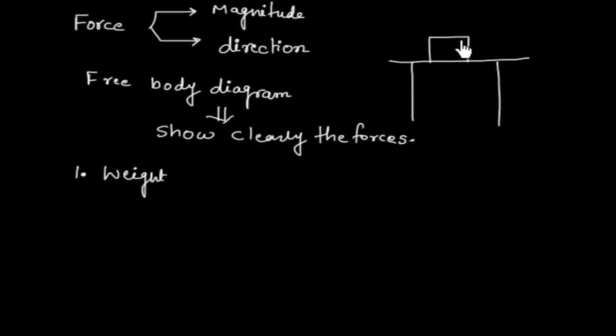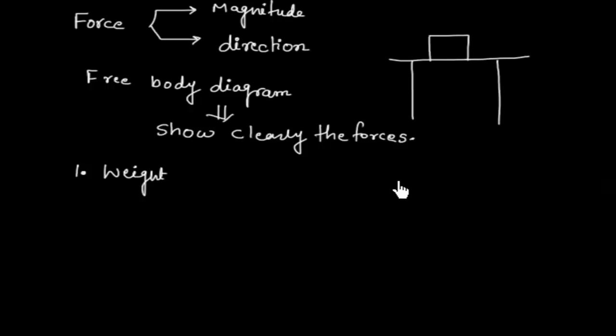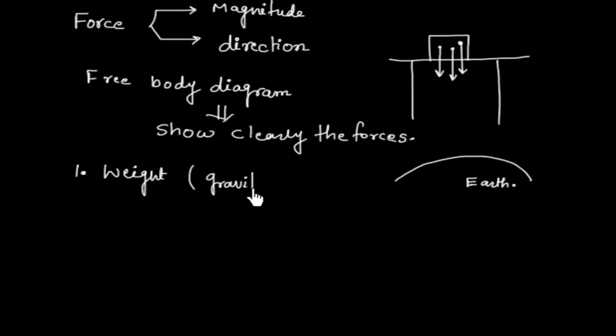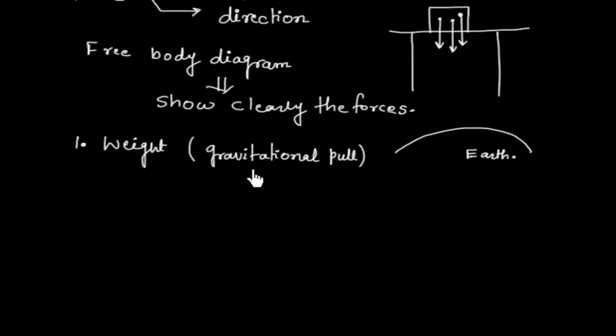Now if I consider this book, there is the earth and each point of this book is basically attracted by the earth. This mass of this book is also attracted by the earth. So this is my earth. Each point is attracted by the earth, so there is a gravitational pull. So basically what is weight? This is nothing but gravitational pull. Gravity is trying to pull this book, and this pull is basically called weight.